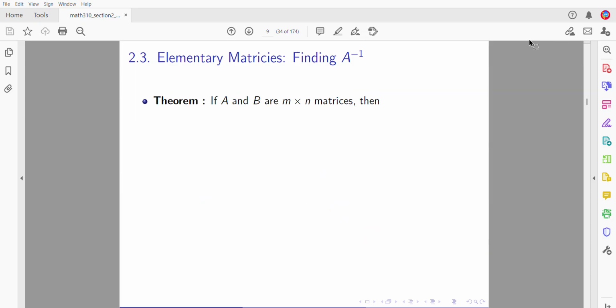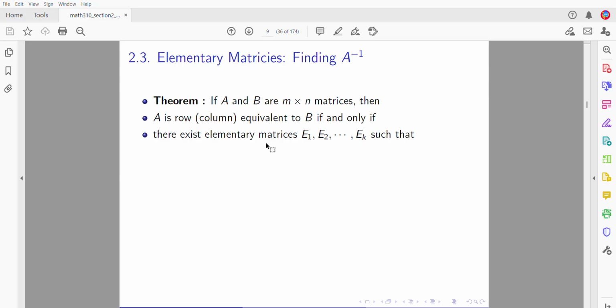Continuing. Let A and B be m by n matrices. Then A is row equivalent to B if and only if there exist elementary matrices E1 through Ek such that B is obtained from A by a sequence of multiplications by elementary row operations on the left, or if you are using column operations, then you have to multiply A by a sequence of elementary matrices on the right.